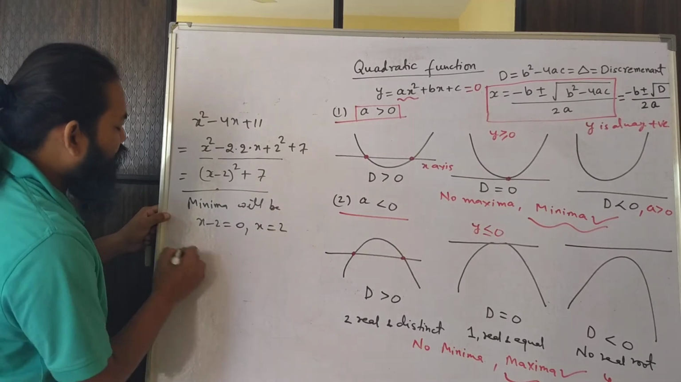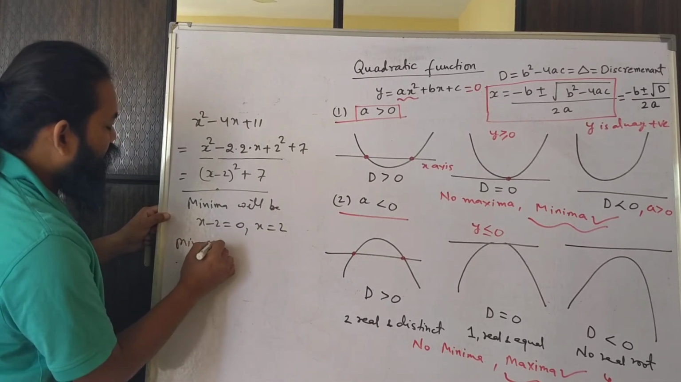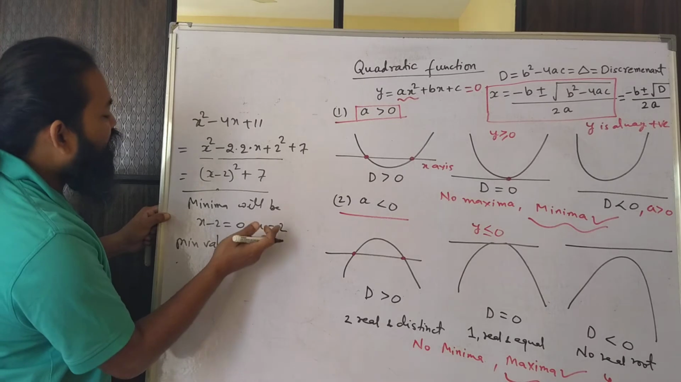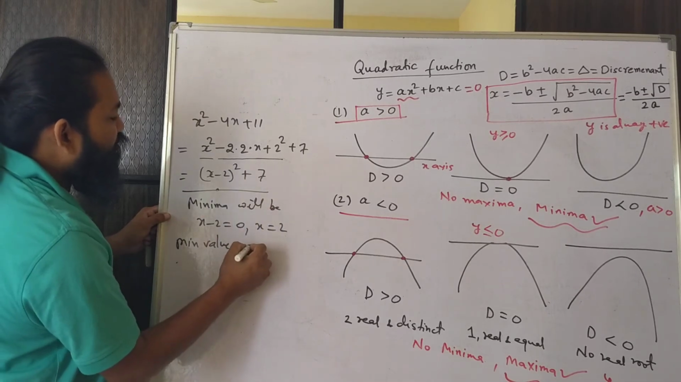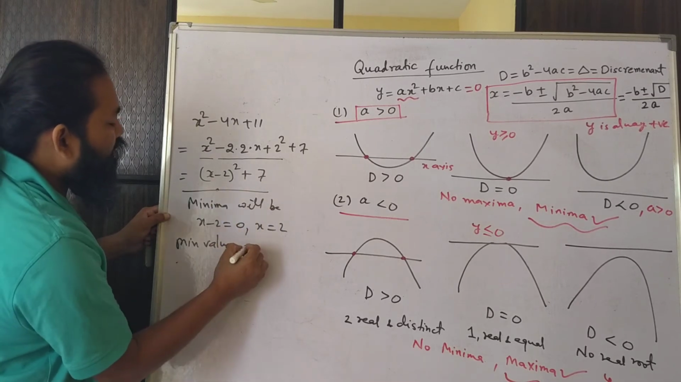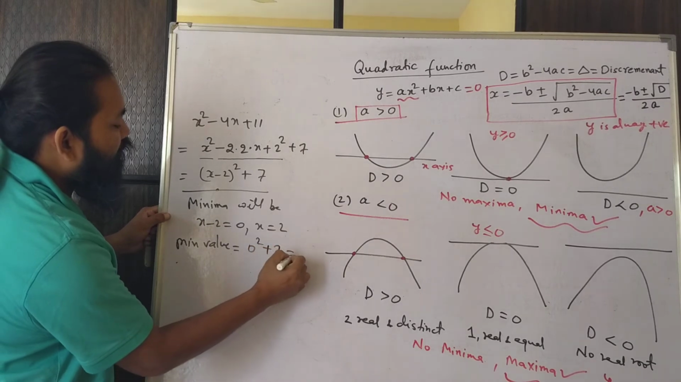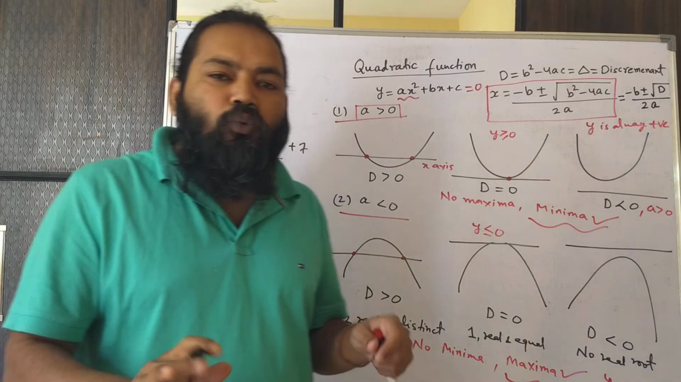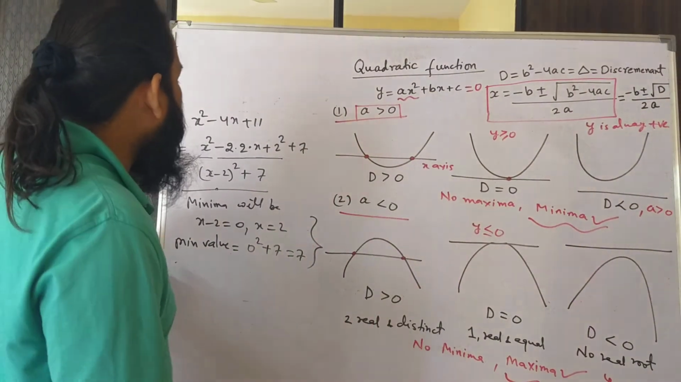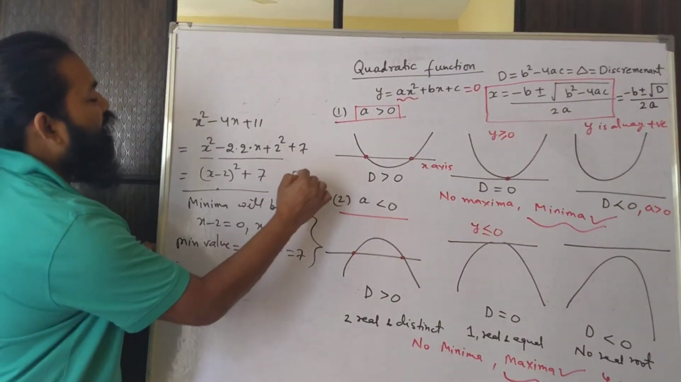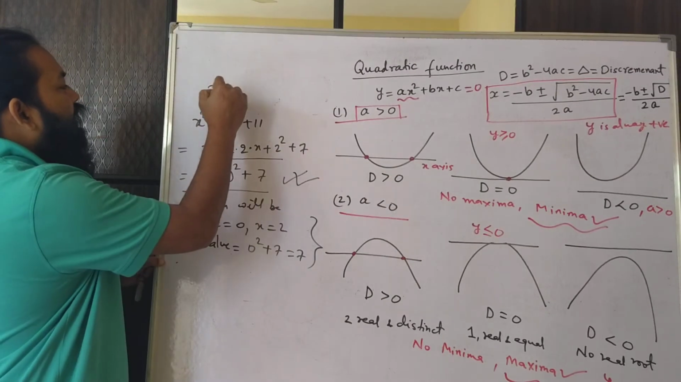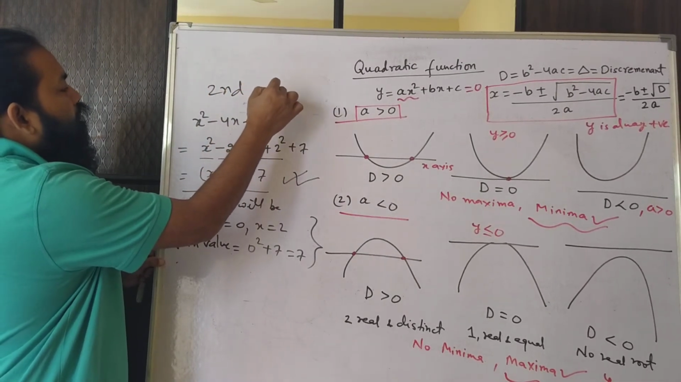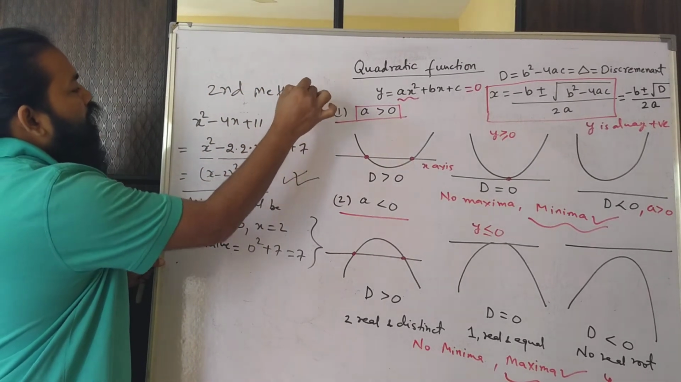And what is that minimum value? Simply put x equal to 2 into this. So minimum value will be, if I put x equal to 2 into this, I will get 0 square plus 7, which is 7. Okay. So this is called completing the square method. Completing the square method, where we just complete the square like this. So this is your second method.